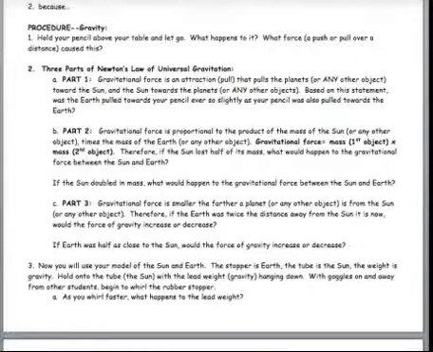So the procedure, the first part, you can do that all on your own. All you need is your pencil. It says hold your pencil above the table and let go. What happens to it? What force, a push or a pull over a distance, caused this? So you do that with your pencil. Then there are a few parts here that you have to answer.